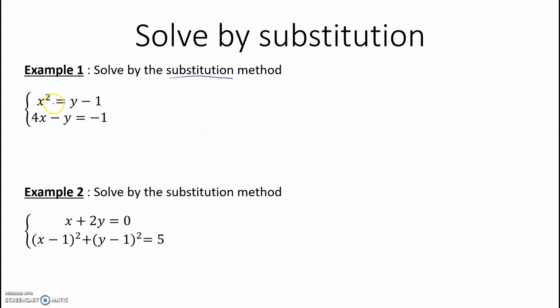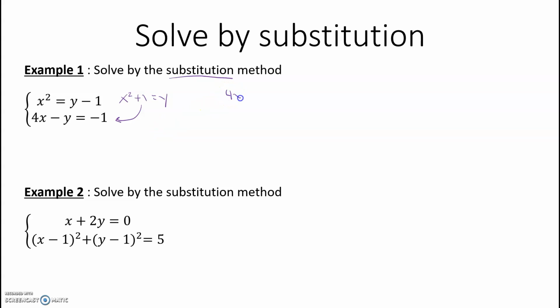Right now we have x squared equals. I probably don't want to use that, but if I add this 1 over, then I'll have y equals. So I'm going to say x squared, I'm going to add that 1 over, and there's my y. So I'm going to go ahead and substitute that in. Every time I see a y, I'm going to plug in x squared plus 1.